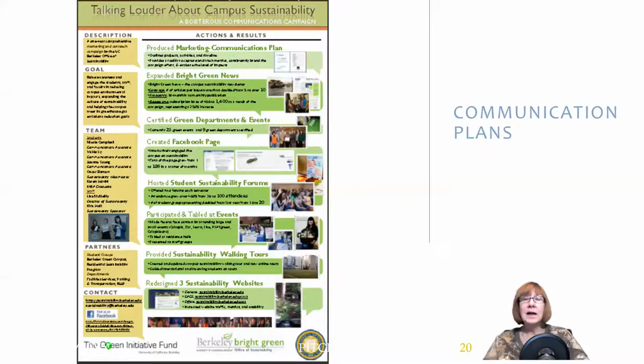Communications plan. So how are they going to communicate sustainability to their employees and to their customers? I know this is hard to read, but if you have a chance, go back and take a look at it. This is awesome. Happens to be one for Berkeley. And it has a lot of good ideas, including newsletters and Facebook page and forums and events and a lot of good things. And so, some of those you might find useful to include in your communication plan.